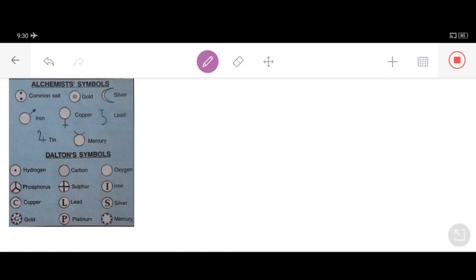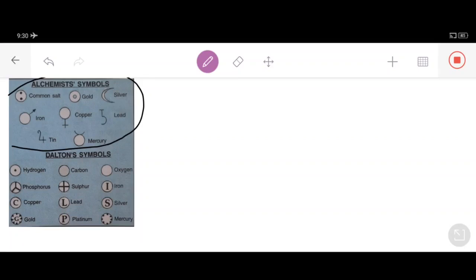Coming to our point, let me recapitulate what we discussed last time, dear students. Last time we talked about symbols of elements. I gave you some basic concepts regarding why we represent elements by their respective symbols. We discussed alchemist symbols like these, and I told you what alchemy is all about.